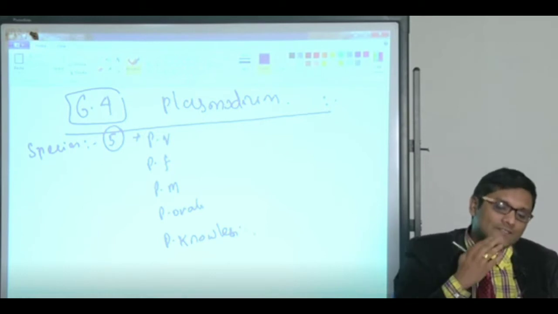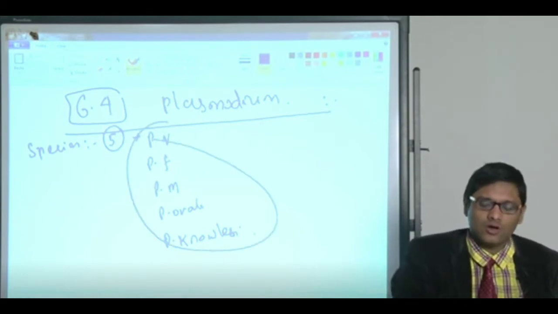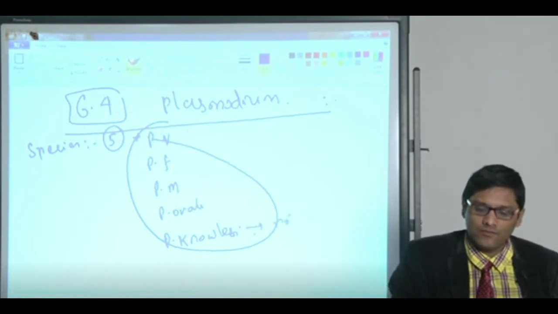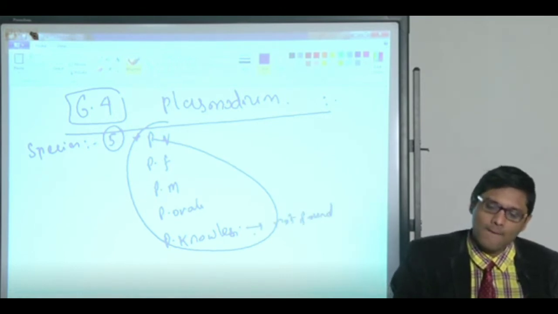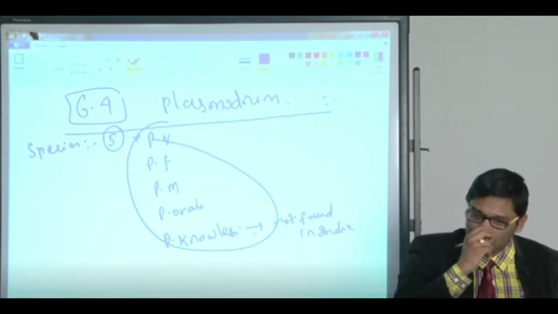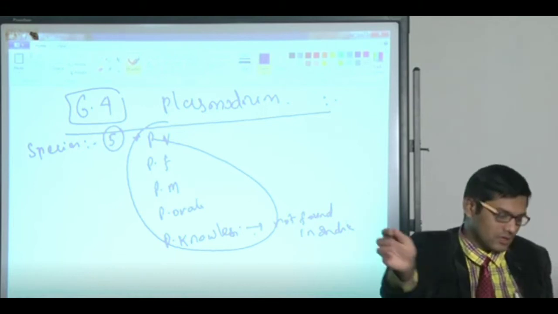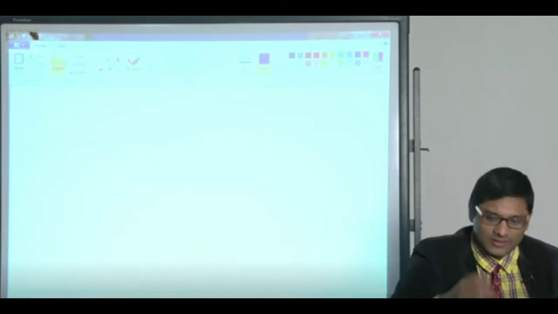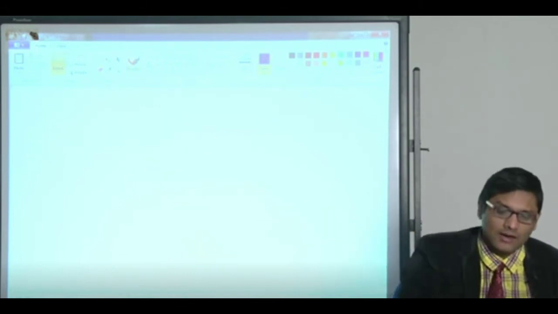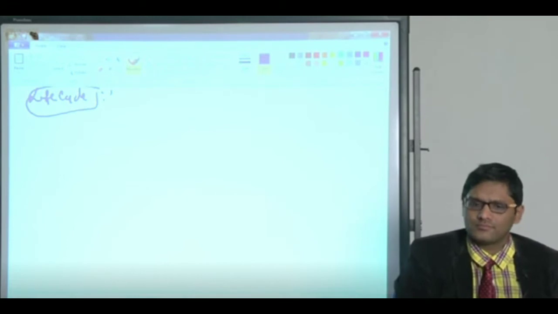Of course, knowlesi is not found in India yet, but it is endemic in other places. So you have to remember something about knowlesi also. So without wasting much time, let us now directly go to the life cycle. Malaria life cycle is again very important for exam.